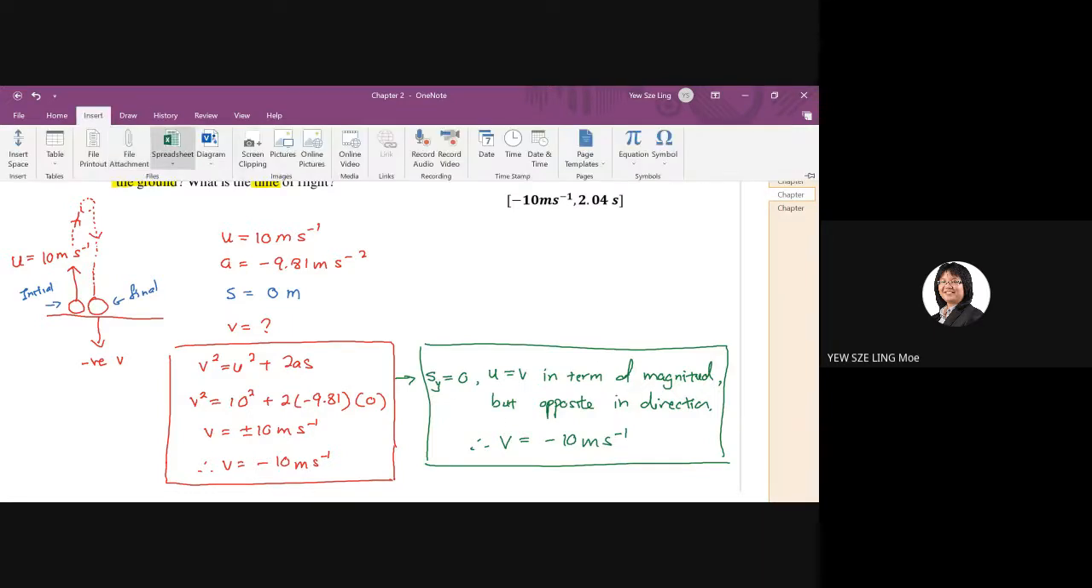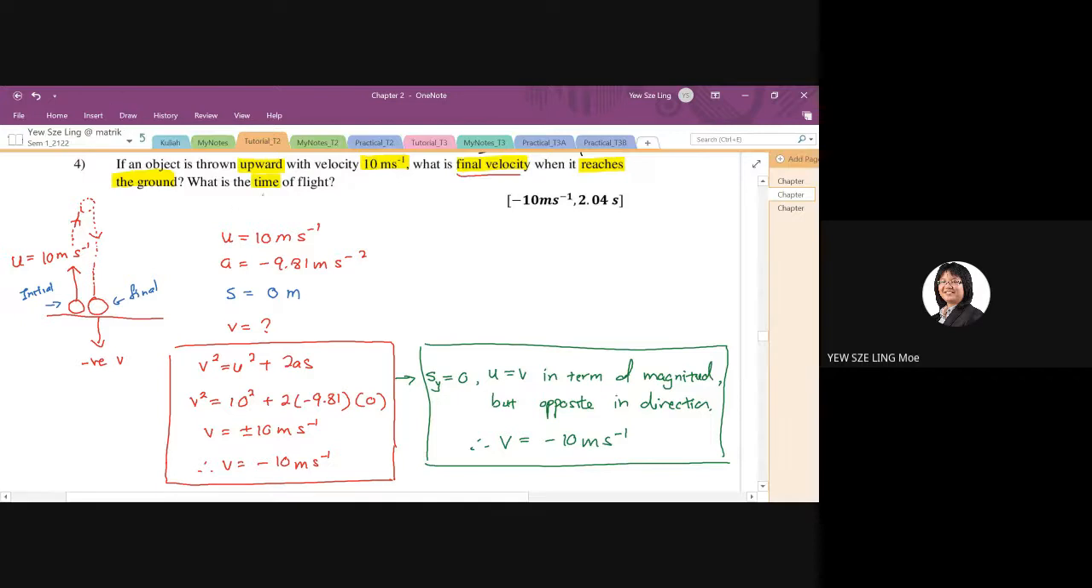So don't forget, we have a second part of the question where it asks you to calculate the time of flight. Now, what does it mean by time of flight? Time of flight means the time taken from initial position to final position. You don't have to look at the shape of the path or what path is travelled. You look at the time taken between the initial and final position.